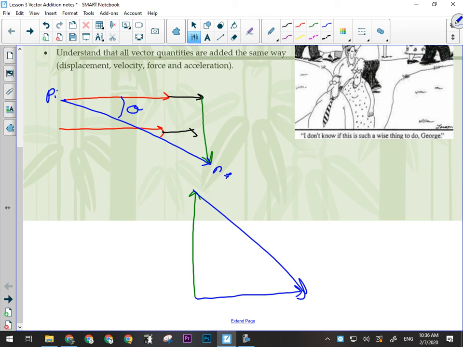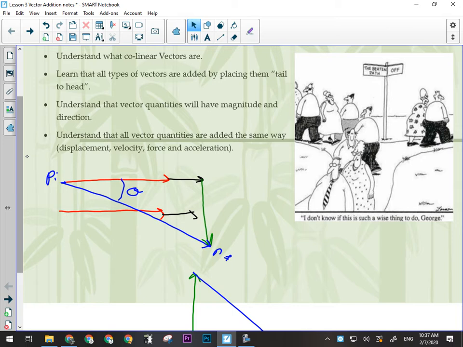Okay? Would I be able to do that if I knew the other sides of the triangle? That's where we're going. Okay? You're going to have to do a little bit of trigonometry in order to get our angles, a little bit of Pythagorean theorem, stuff like that. Okay, so that's what we mean by tail to head, so that's point number 2.